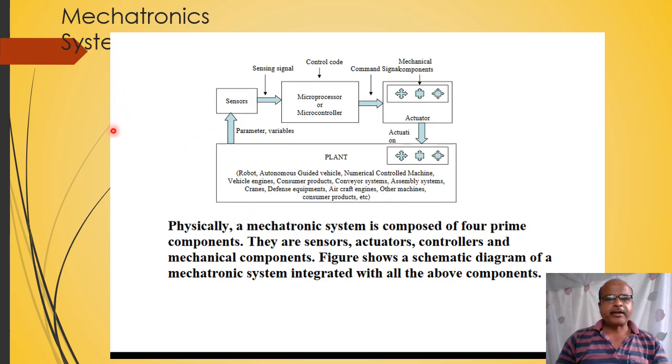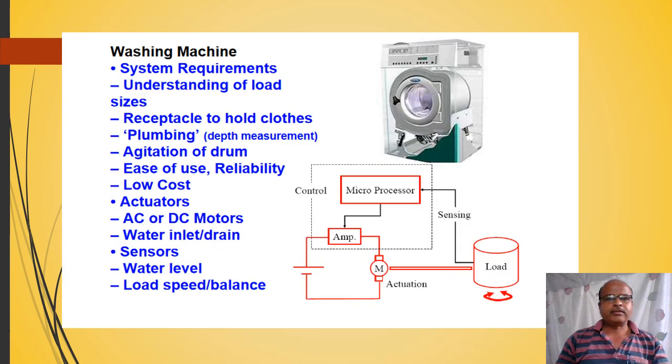So basic mechatronic system consists of sensors, then microprocessor, microcontroller, then also some mechanical components, then actuators are also used. So these are the basic components used in mechatronics, or we have also studied some key elements in mechatronics. So first we will take the washing machine.